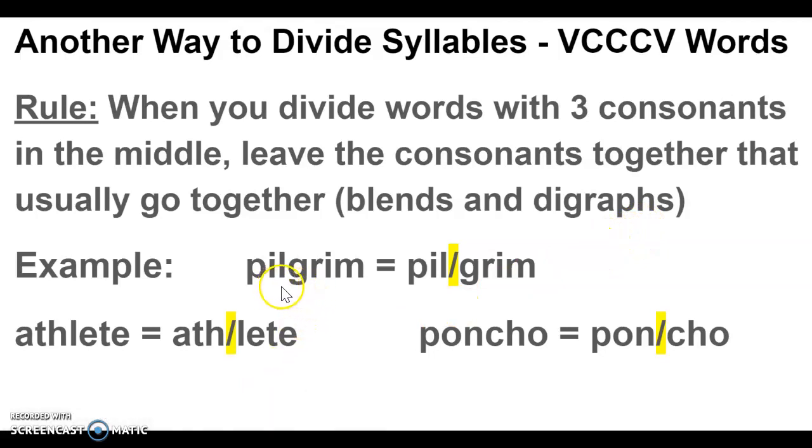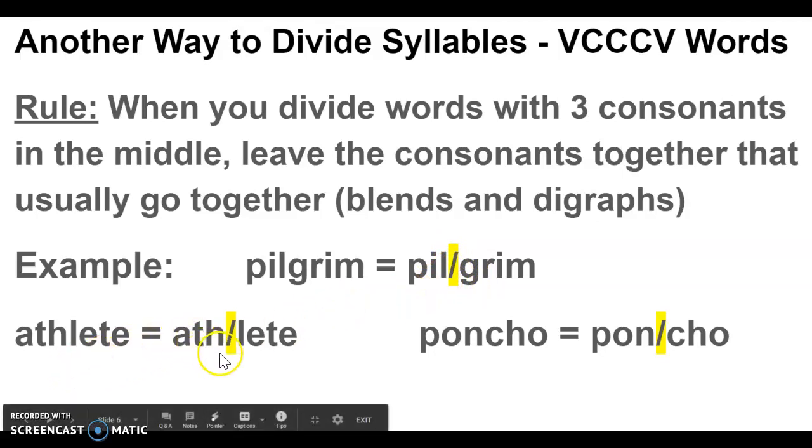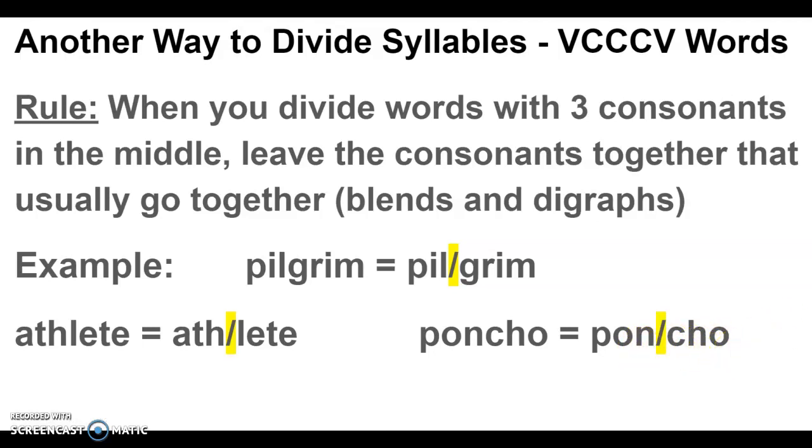So for example, pilgrim, I would divide it right after the L, but I would keep the G and the R together because GR is a blend. So I would keep them together and separate it right after the L. Athlete, I would keep the TH together because that's a digraph. And I would say ath and then leet. For the word poncho, CH is a digraph. So I would divide it after the pon before the cho. So it would be pon, cho. That's where I would divide it.